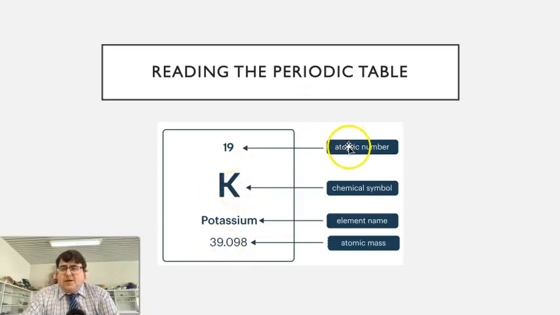Okay, so atomic number, number of protons in the element, chemical symbol, the letter or 2 letters that we use to represent the element, the full element name, and the atomic mass is the number of protons and neutrons combined in the nucleus of the atom.